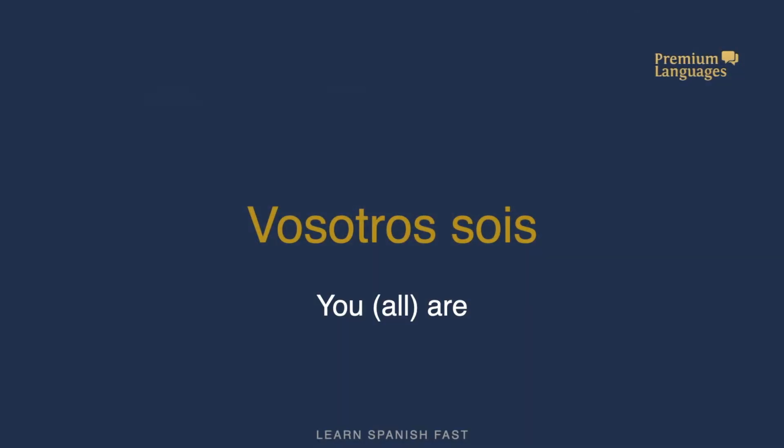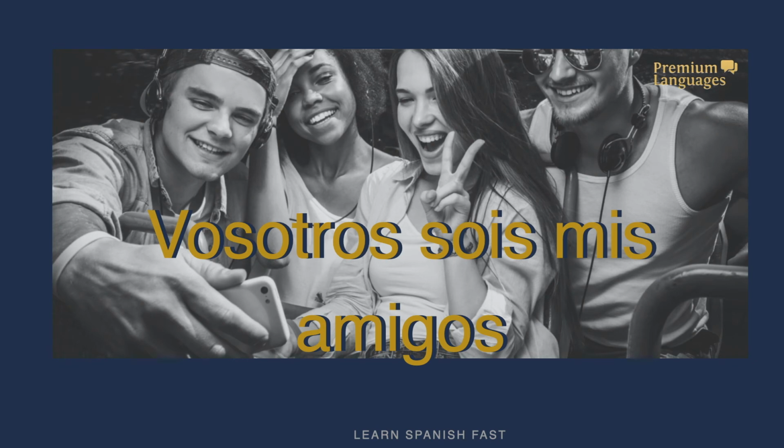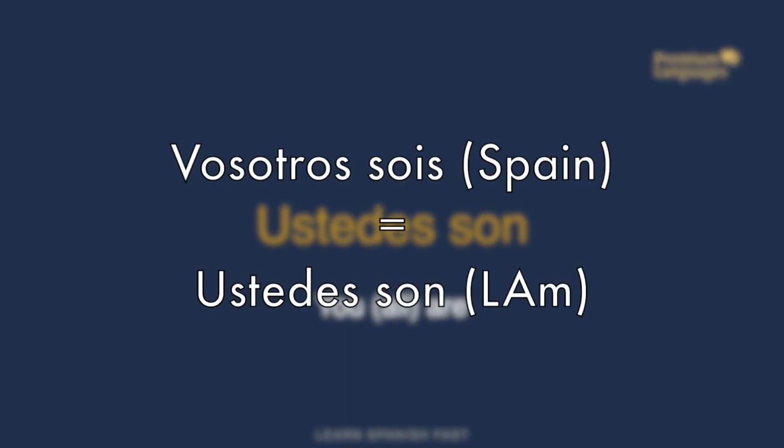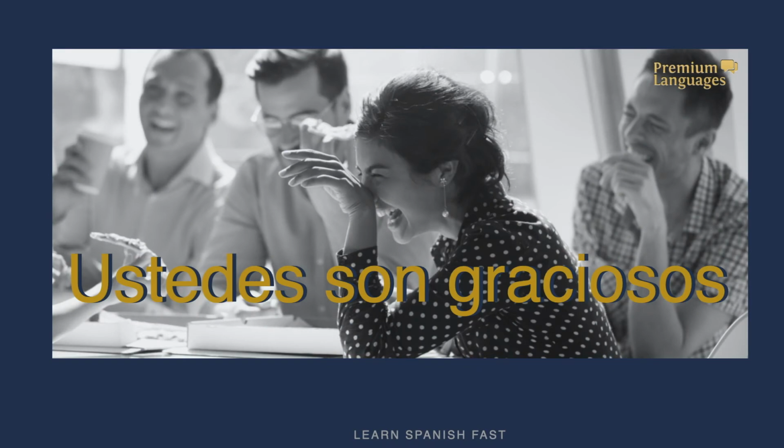Vosotros sois. You all are. This one, remember, refers to you, but as a group, you all, you guys. And this is the dominant form in European Spanish. Vosotros sois mis amigos. You guys are my friends. The form that would be preferred in Latin America is ustedes son. Also means you all are. Ustedes son graciosos. You guys are funny.